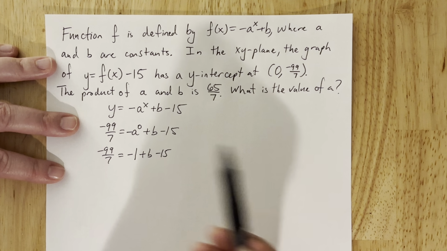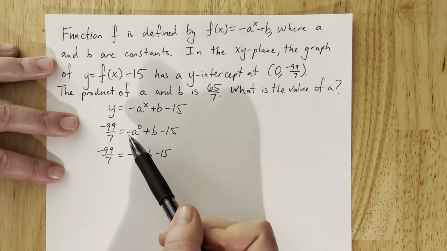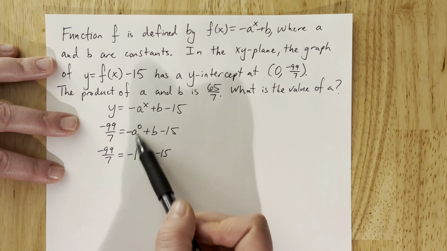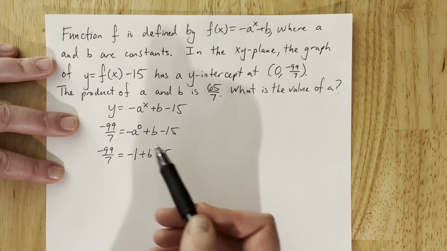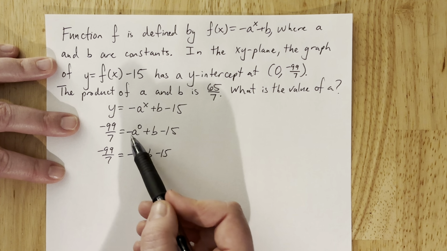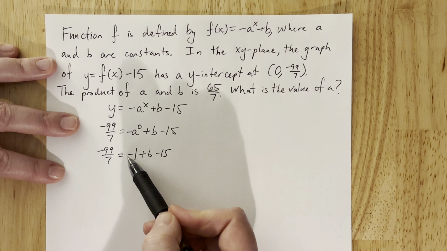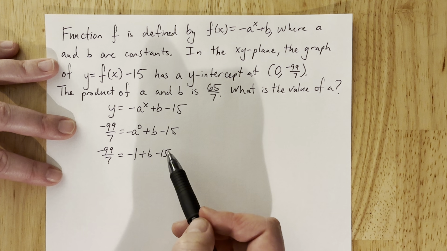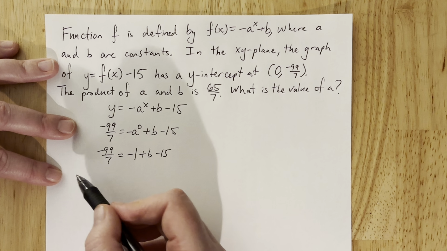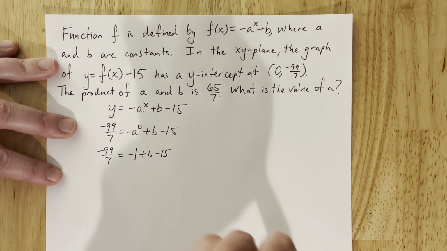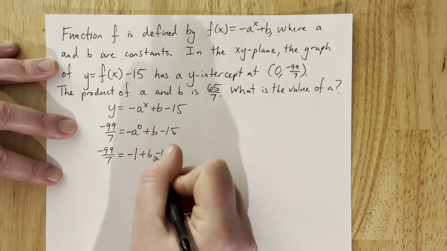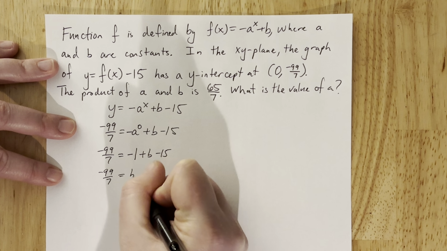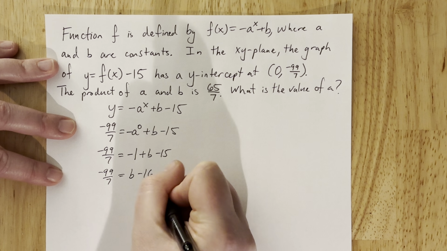Now you might be wondering why it becomes negative 1. Only the a is to the 0. And the reason I know only the a is to the 0 is there are no parentheses around that negative, binding it to the a. So a to the 0 becomes 1, but the negative stays. So it becomes negative 1. All right, so now that we have this value, it's pretty easy for us to start solving for b. So I get negative 1 minus 15. It's just the same as negative 99/7 equals b minus 16.